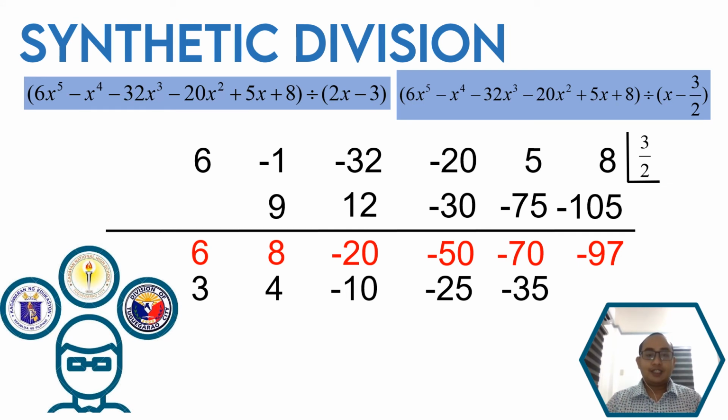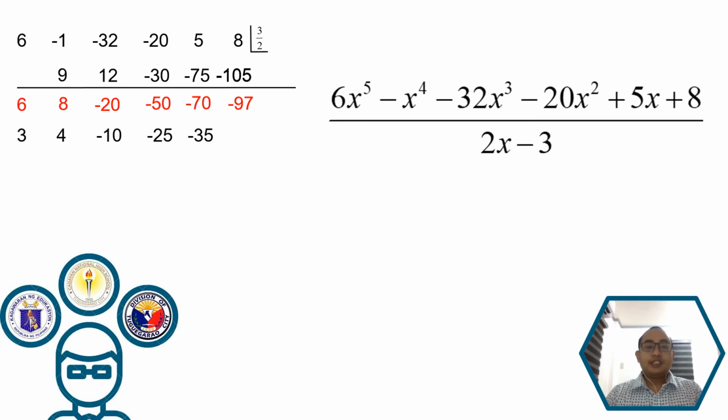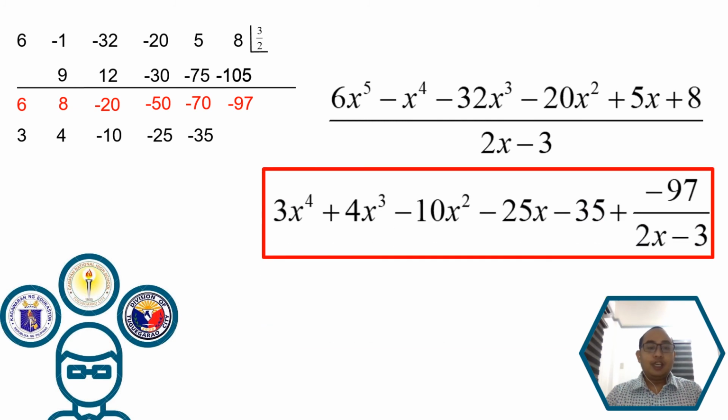Therefore, we can now write our final answer as 6x to the fifth minus x to the fourth minus 32x cubed minus 20x squared plus 5x plus 8 divided by 2x minus 3 is now equal to 3x to the fourth plus 4x cubed minus 10x squared minus 25x minus 35 plus negative 97 over 2x minus 3.